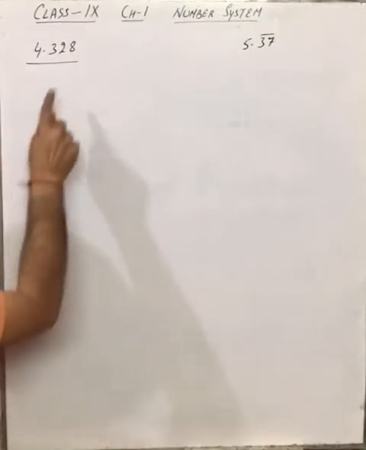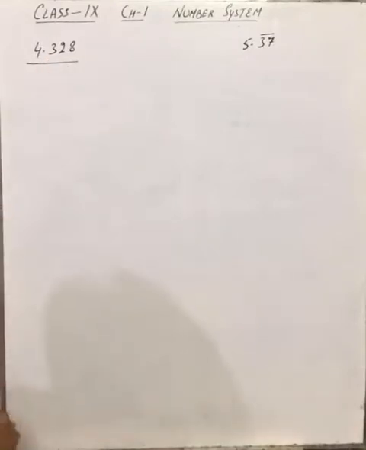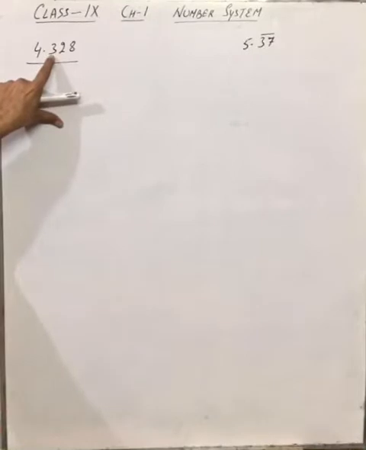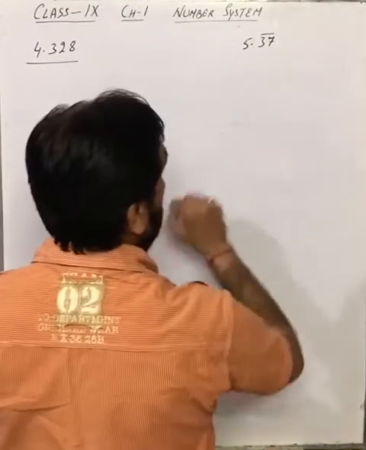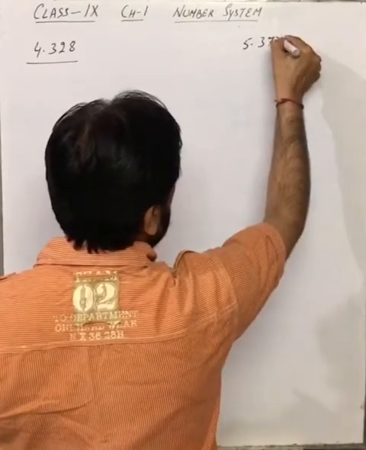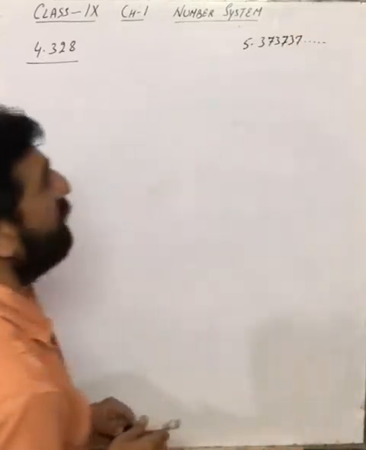Students, what is the difference between these two numbers is, this is a terminating decimal representation. You can see the decimal expansion comes to an end after three places of decimals. And this is a non-terminating decimal representation. Or you can write it as 37 bar, it is 37, it will be moving on and on endlessly.